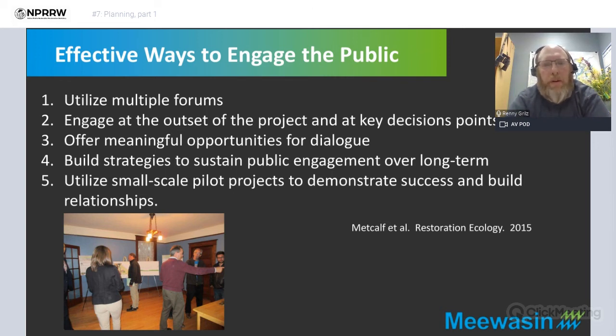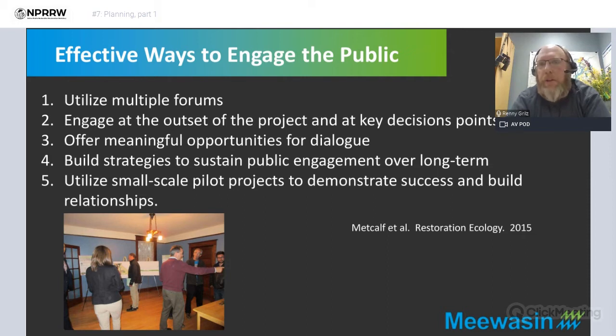So this paper from Metcalf et al. recommended 5 ways to effectively engage the public on restoration projects. And the first one they recommended was utilize multiple forums. So typically if you ever work with any urban planners or those planning type people, they really like things like open houses, that kind of planning forum. But there's other ways as well.